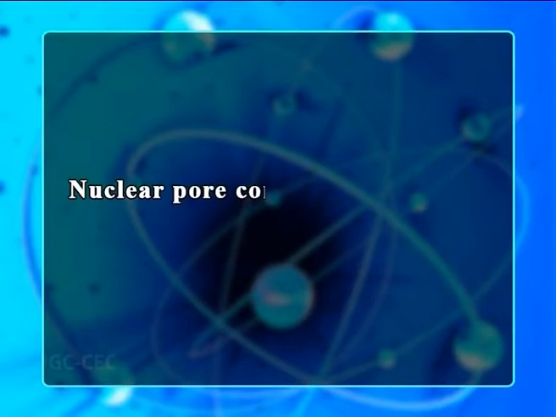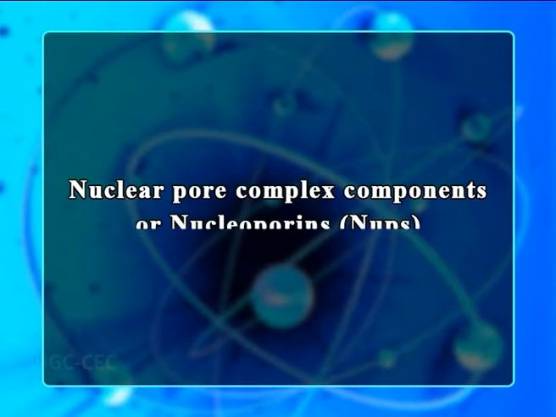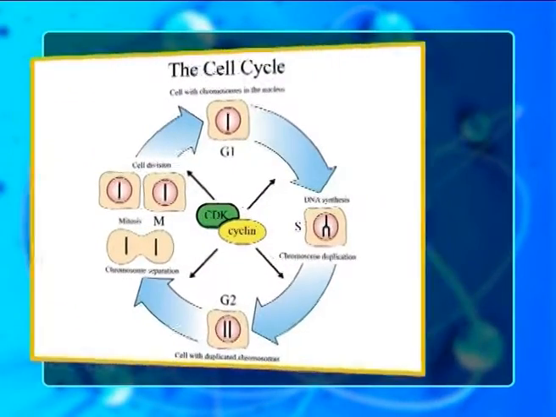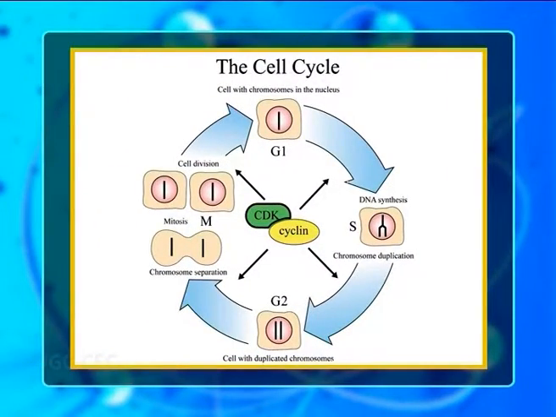These protein interactions can occur on radically different time scales. Some proteins form relatively permanent associations with the core structure and are termed nuclear pore complex components or nucleoporins, represented as NUPs. Other proteins associate transiently with the NPC, either constantly cycling on and off or attaching only at particular times in the cell's life cycle.